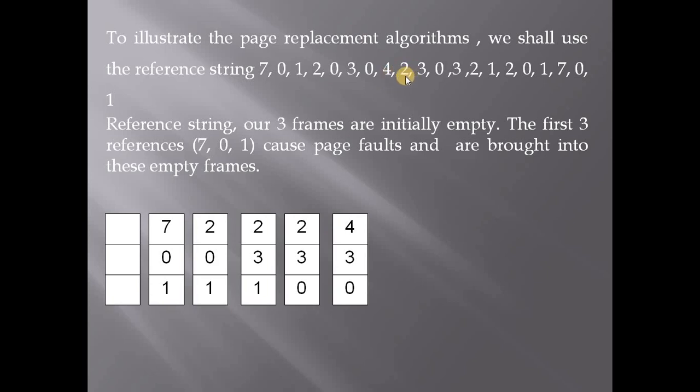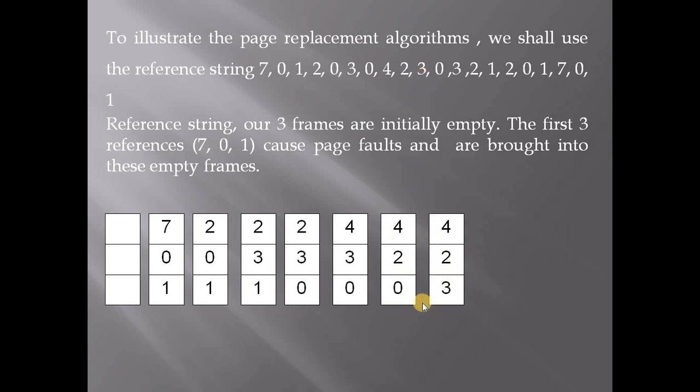Next page, again page fault, will require 2. It is not there in memory. Among these three frames, page number 3 came first, so replace 3 with 2. So 4, 3 is replaced with 2 and 0 remains. Next page is page number 3, again page fault, so we'll replace 0. So 4, 2 and 3.